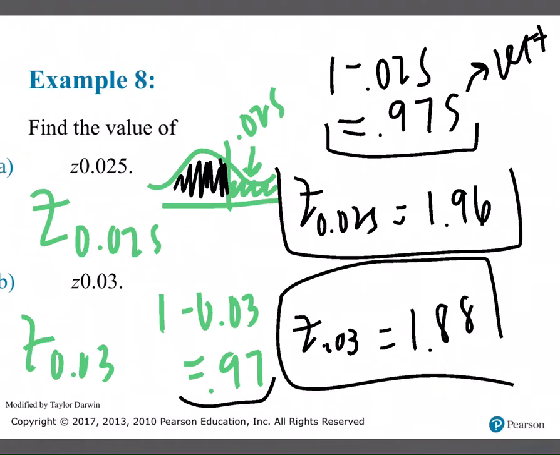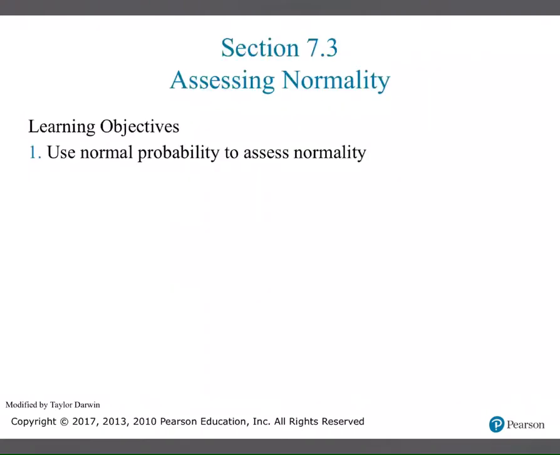So it's a little backwards, I know, to get to the answer, but utilize your resources. And you should definitely have your Z-chart printed out and you'll be okay.